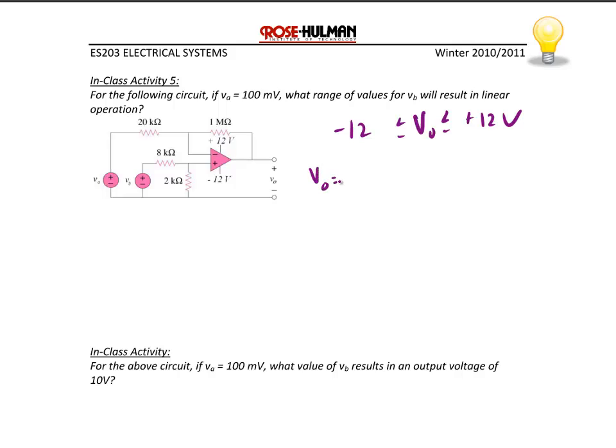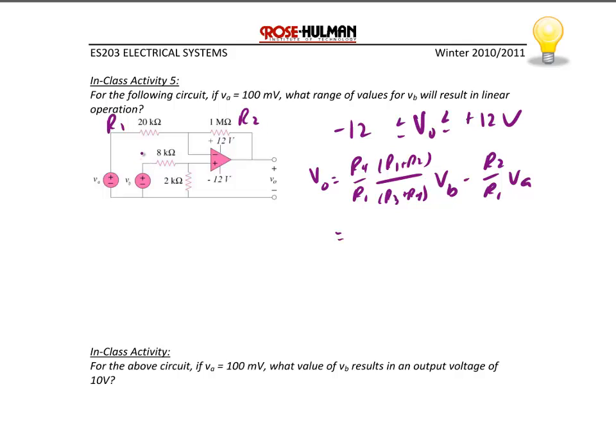So remember, VO is equal to R4 over R1 times the quantity R1 plus R2 divided by the quantity R3 plus R4 times VB minus R2 over R1 VA. So if you put in the numeric values for all of those resistors, knowing that the 20K resistor is R1, the 1 meg resistor is R2, the 8K resistor is R3, and the 2K resistor is R4, what you end up with is that VO is equal to 10.2 VB minus 50 VA.